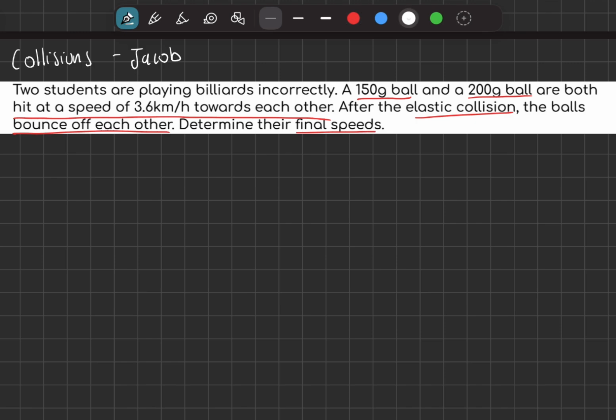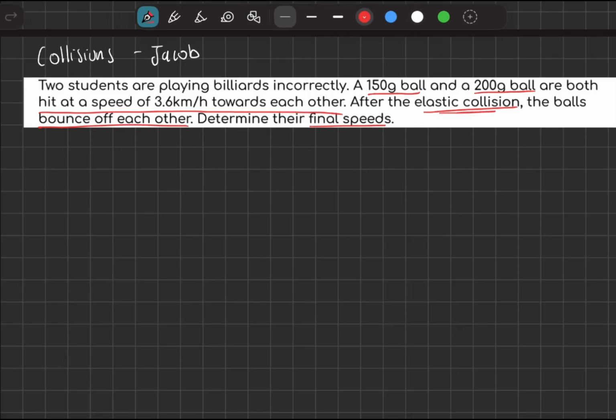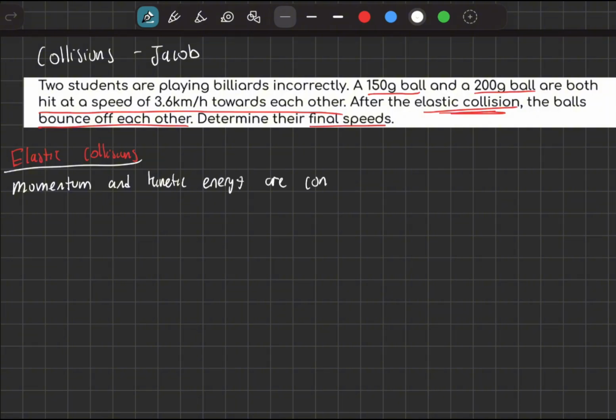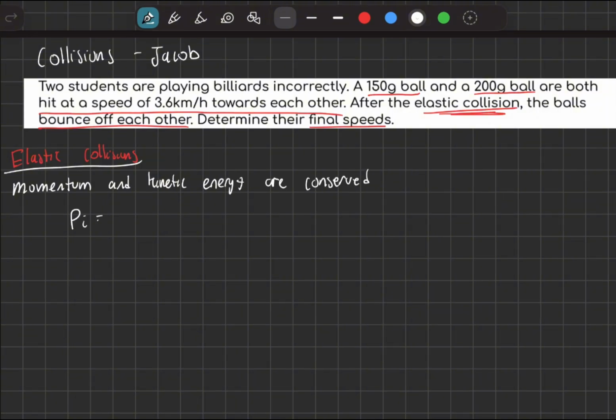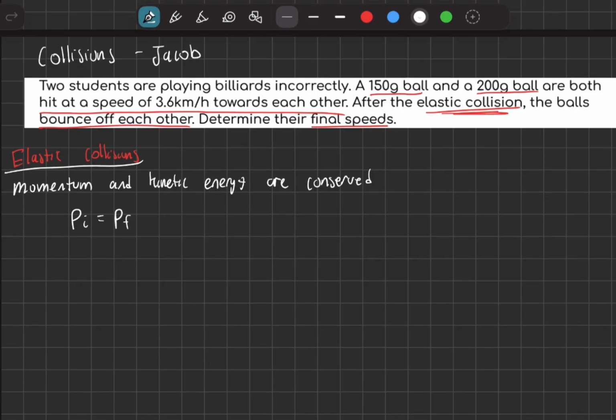Determine their final speeds. In the question, it states an elastic collision, which means automatically that momentum and kinetic energy are conserved. When momentum is conserved, its initial momentum and its final momentum are going to be equal, and also the initial energy of the system and the final energy of the system will also be the same.